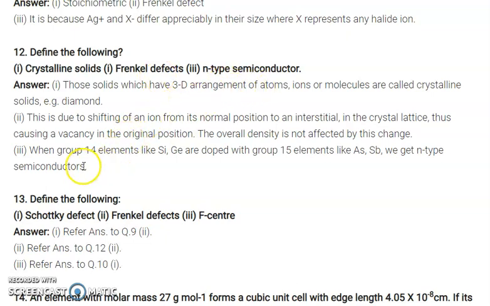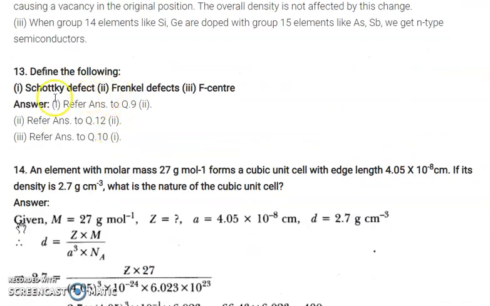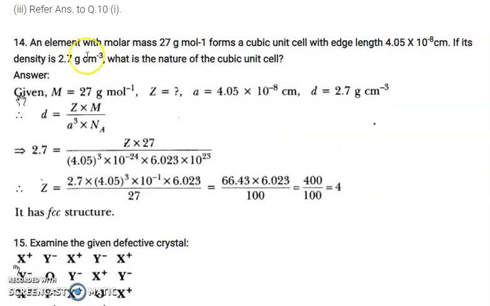N-type semiconductor means when group 14 elements like silicon, germanium are doped with group 15 elements like arsenic and antimony, we get an N-type semiconductor. This type of answer you have to write. Now define the following: Schottky defect, Frenkel defect, F center. You have the answer in question 9. We already discussed this.